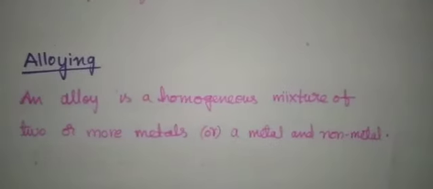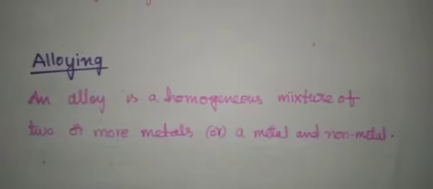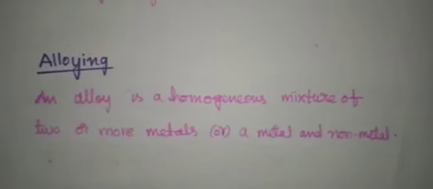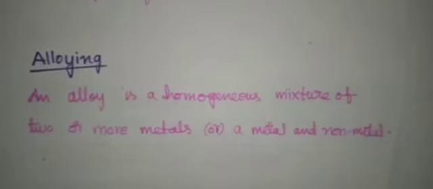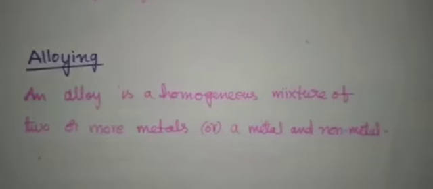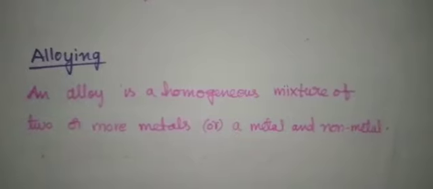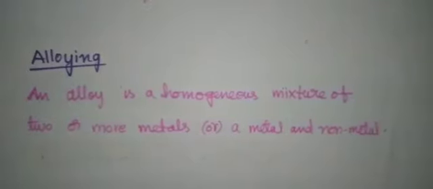Coming to the definition of an alloy, it is a homogeneous mixture of two or more metals, or a metal and a non-metal. Okay, a mixture of two or more metals, or it may be a metal and a non-metal. It is called an alloy.